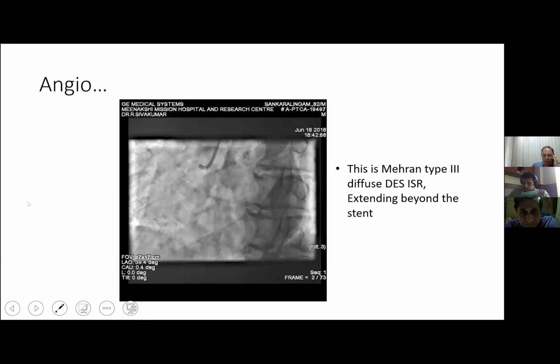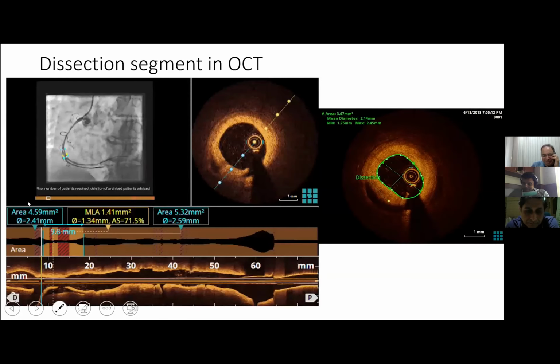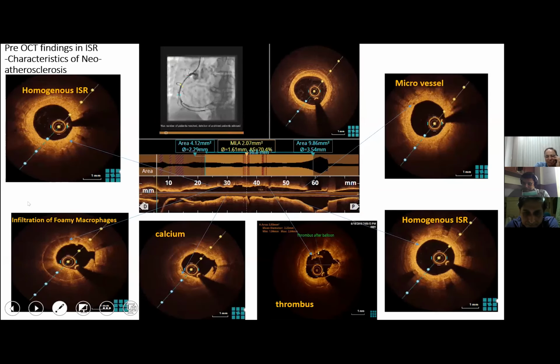And this is again a Mehran type 3, a diffuse proliferative ISR extending well beyond the stent. You can appreciate that after the preparation, this panel is telling you the sizing of the stent, and this is telling you how much dissection the preparation balloon has given you, and this is telling you the clear pattern which started as homogeneous but subsequently got converted into a neo-atherosclerotic pattern. You can appreciate in the panel again the amount of dissection it has done, which I said earlier.